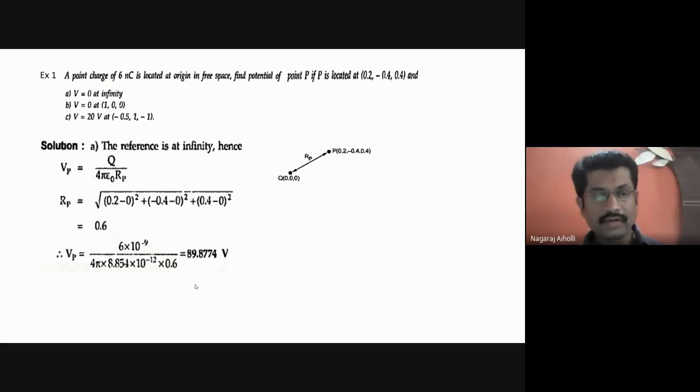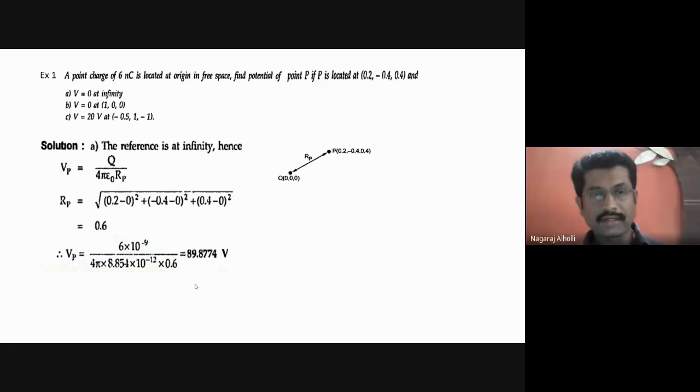Then substitute whatever Rp value you have got in the above equation. That is Vp is equal to Q, which is 6 into 10 raised to minus 9, divided by 4 pi epsilon naught, where epsilon naught is 8.854 into 10 raised to minus 12, into Rp, which is 0.6. Simplify this and tell me the Vp value. You are getting 89.8774. Everybody has verified this. Yes, sir. Okay, good. Next, we'll come to the second condition.